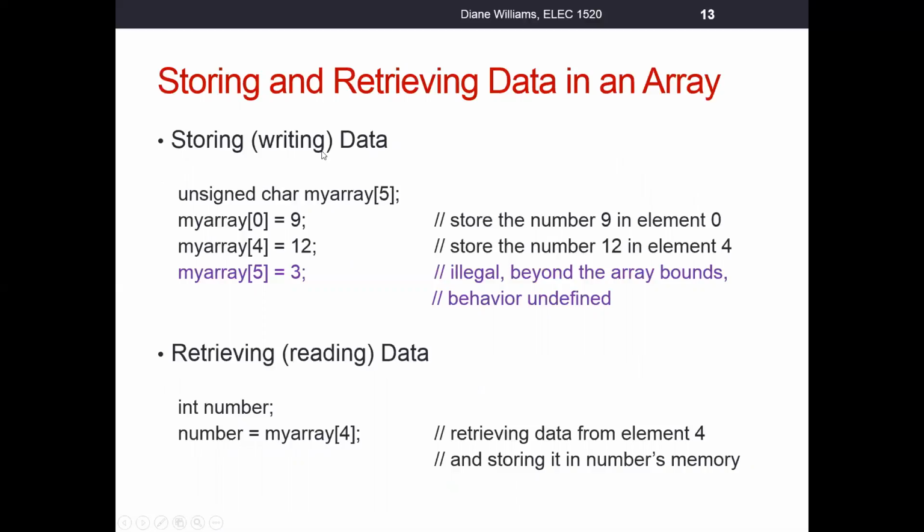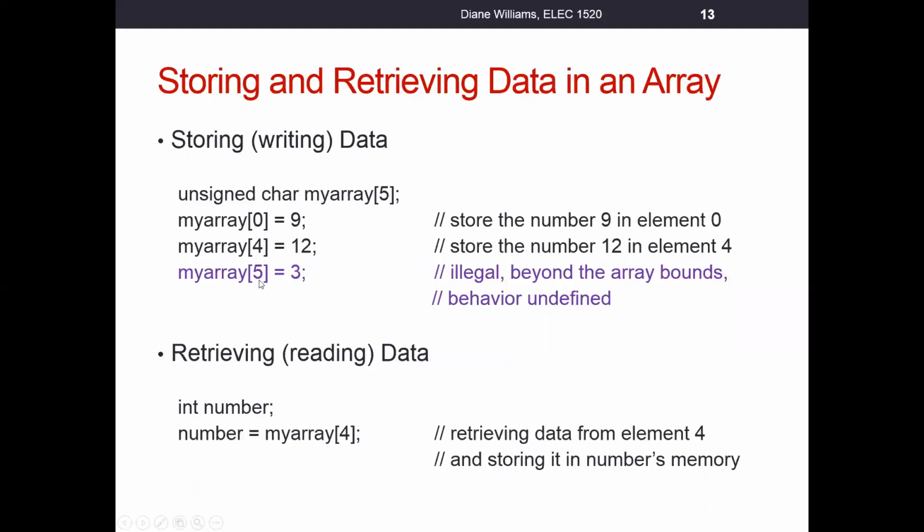In this case, I'm going to be storing data in the array, or I'm writing to the array using the assignment operator. So now we have an array of unsigned chars. The name of the array is called myArray. It's 5 long. So if I want to store 9 in the first element, which is index 0, I say myArray at index 0 inside the square brackets. I assign 9 to it. This one will be stored at index location 4, which is the 5th element.